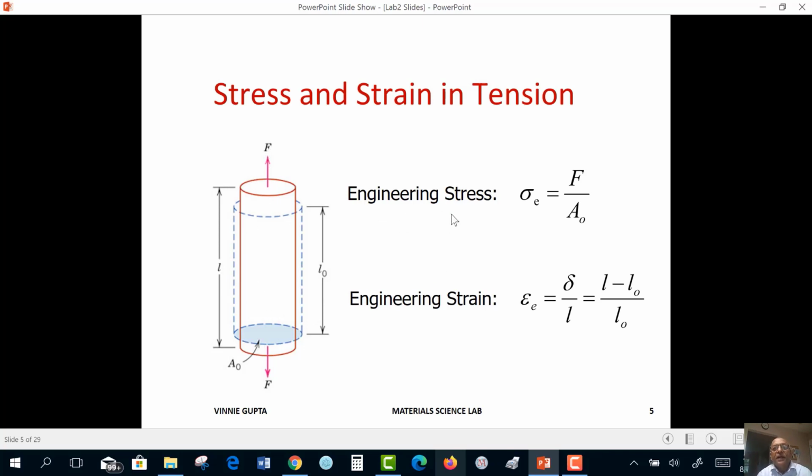So we define engineering stress, which is basically measuring the intensity of the force. So force over original cross-sectional area. We call this engineering stress. Then we know that this sample is going to change length. Its new length will become L, longer than L0. So this change in length, delta, over original length is defined as engineering strain. So it will be L minus L0 over L0.